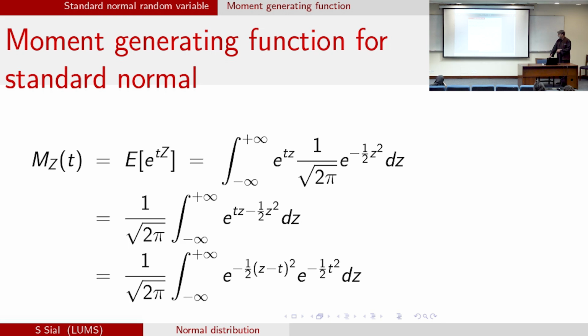What's the moment generating function for z? It's the expectation of the exponential of tz. So you integrate from -infinity to infinity, e to the tz times the PDF. That gives you your integrand. And, okay, so you have to integrate that.